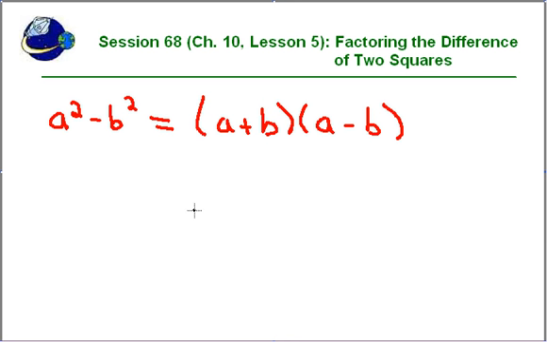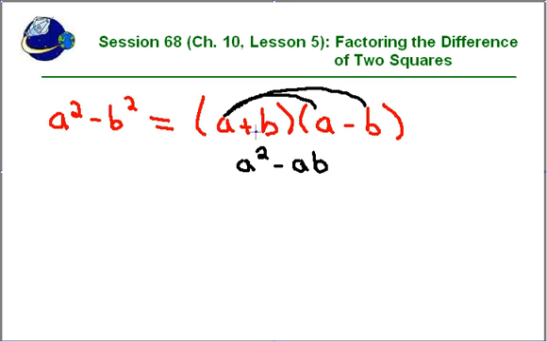And just to show you how that works, once again, it's the distributive property. Distributive property is crucial to factoring. We start with our first term. A times a would be a squared. Then we take our a times our second term, and a times a minus b is a minus ab. So that takes care of our second term.